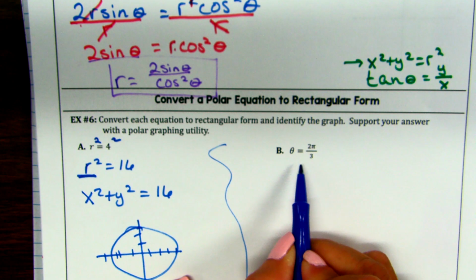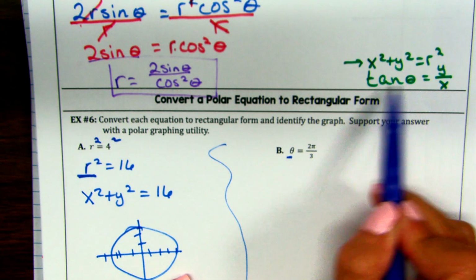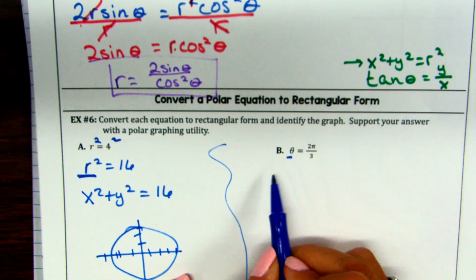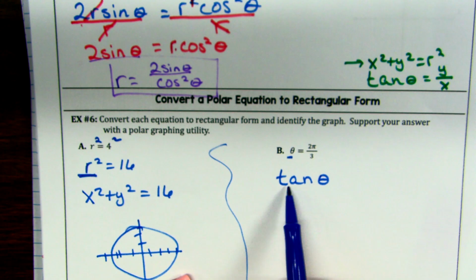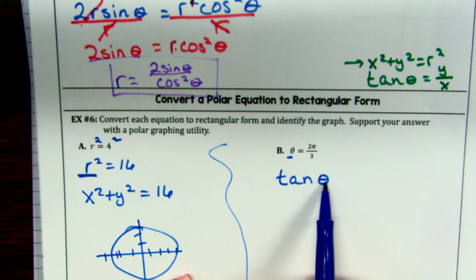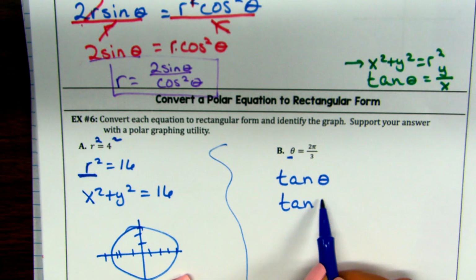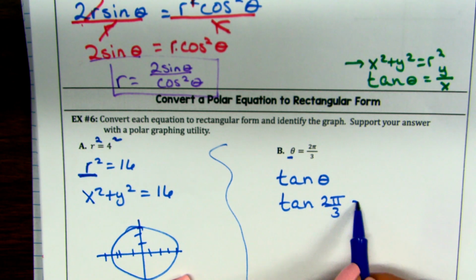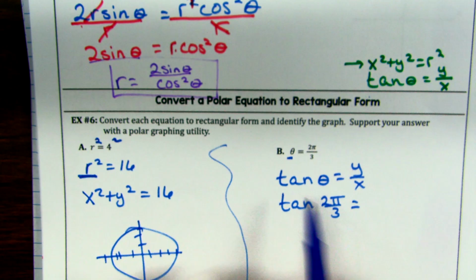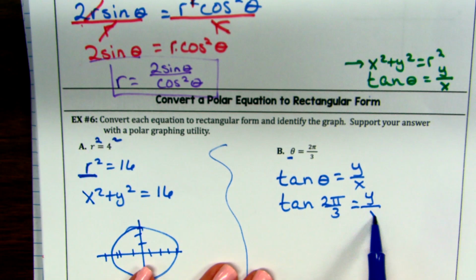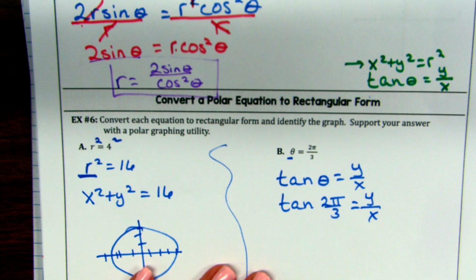This second to last one, we have 2 more. This one, I have a theta, so I'm clearly going to have to use this formula, right? So think about what tan of theta is. Our theta, I'm going to replace with 2 pi over 3. And that equals, tan of our theta is y over x, right? So then I'm just going to put the y over x here. So all I did is take that equation and put in the 2 pi over 3.